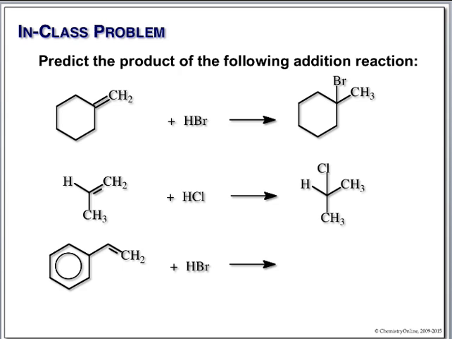Our third one here, this would be a primary carbocation, wouldn't it? And this guy would be benzylic. Benzyl is always better. Bromine will add here. There's our benzyl carbocation. Bromine simply adds to it. And that's your product.